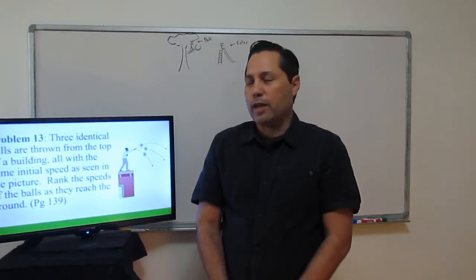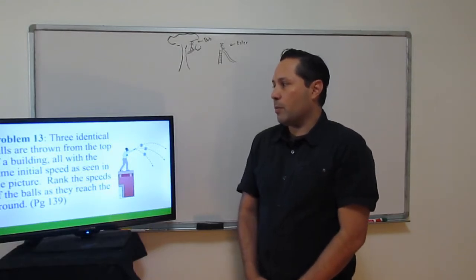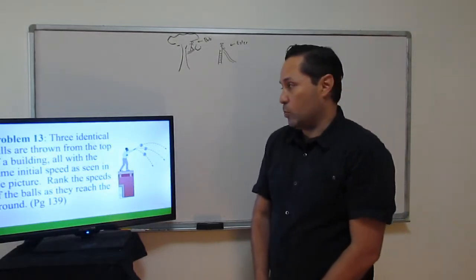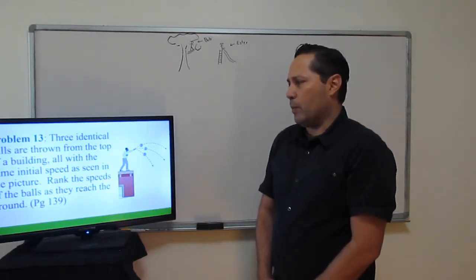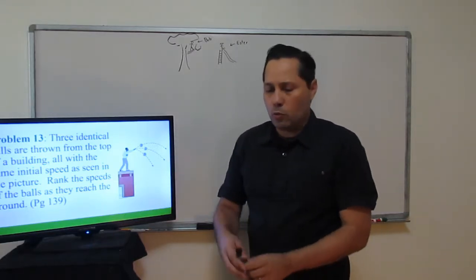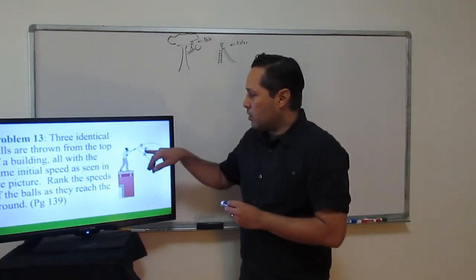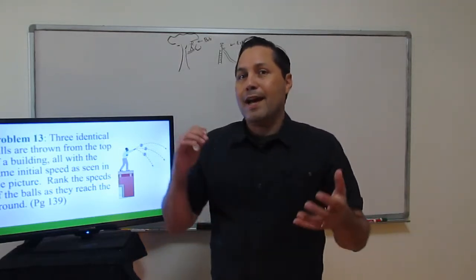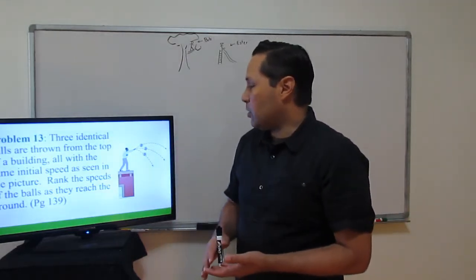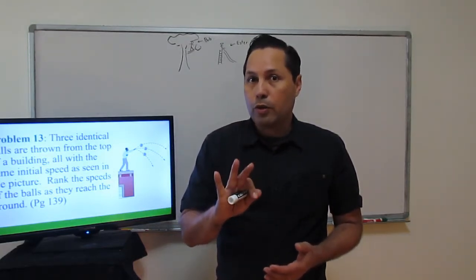Let's take a look at problem number 13. In this problem, you have 3 identical balls thrown from the top of a building, all with the same initial speed, as seen in the picture right here. They ask you to rank the speed of the balls as they reach the ground. One is thrown down, that's number 3, one is thrown slightly up, and the other one horizontal. Which one will have more velocity as it hits the ground? The answer is all 3 of them will have the same velocity as they hit the ground.